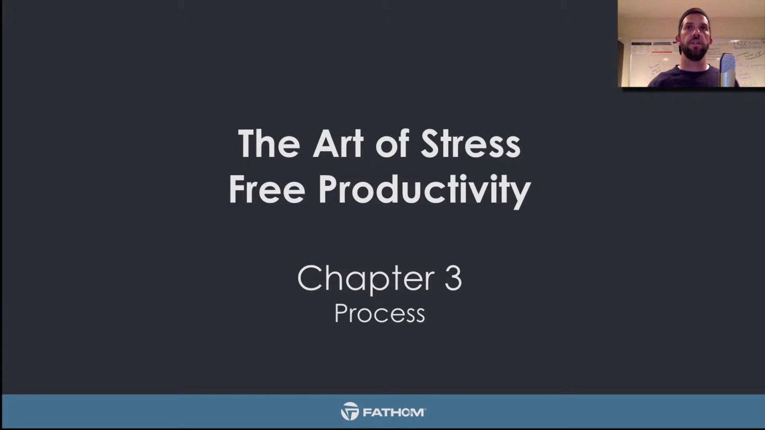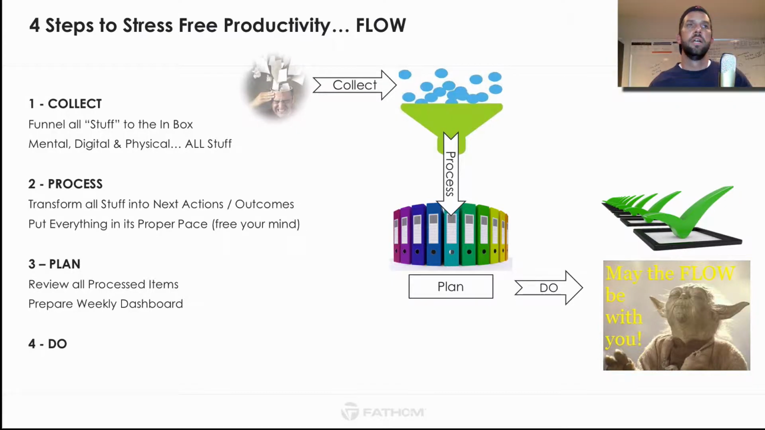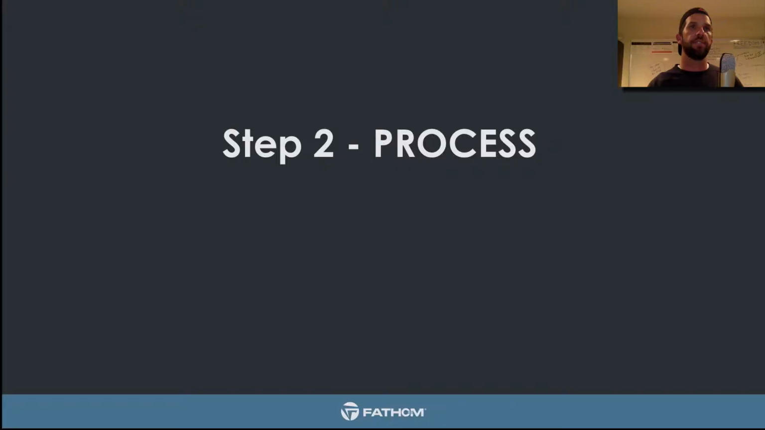Welcome back to The Art of Stress-Free Productivity, Chapter 3. Quick overview, we've got 4 steps to stress-free productivity: collect, process, plan, and do. Previously we talked about collect. Today we're going to talk about process.